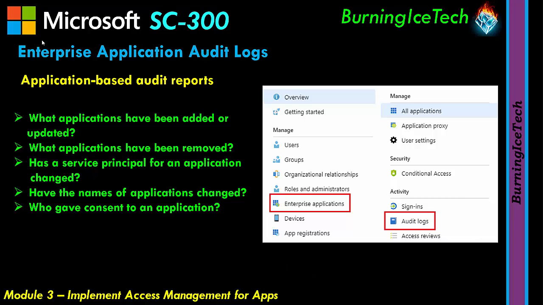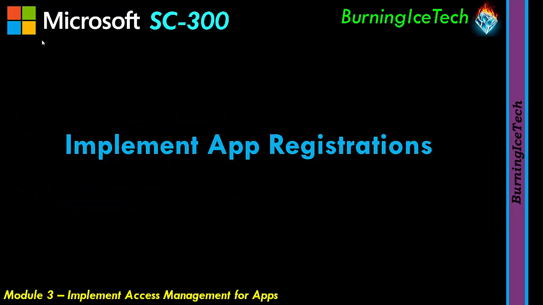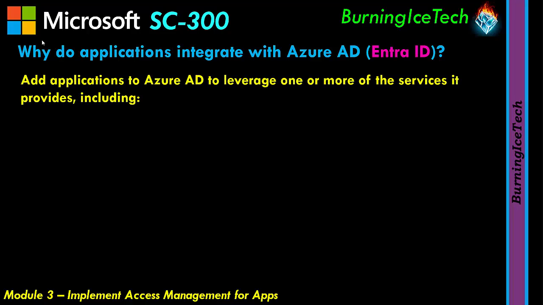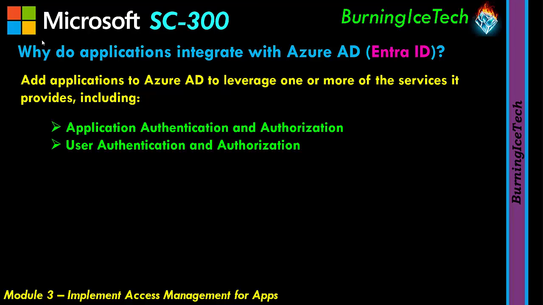Right, folks, moving into the next main section, implement app registration. Let's start off with why do applications integrate with Azure Active Directory? You add applications to your Azure Active Directory, which is now Entra ID, to leverage one or more of the services it provides, which includes, and now I'm going to give you guys a bit of a list, I think about 8 if I remember correctly. The first thing it includes is application authentication and authorization.